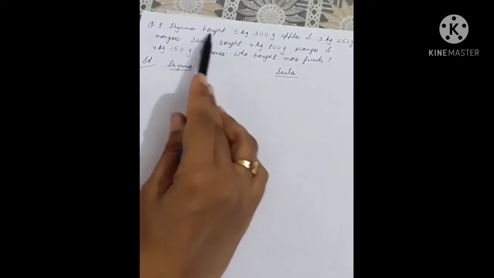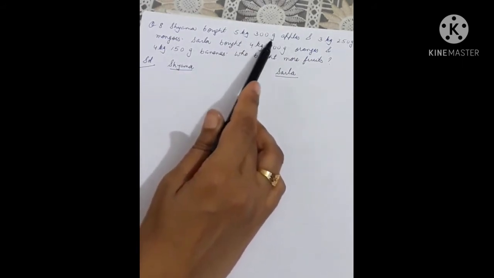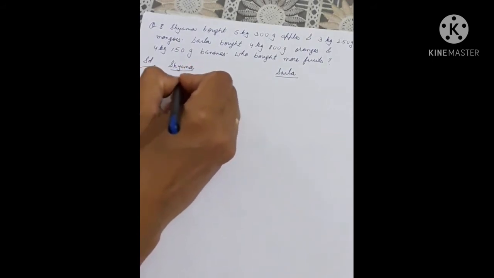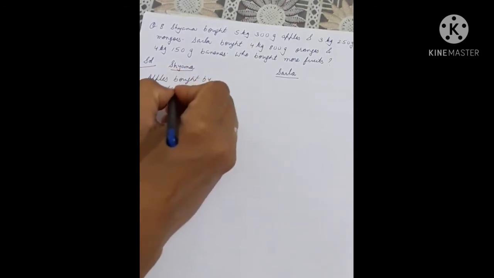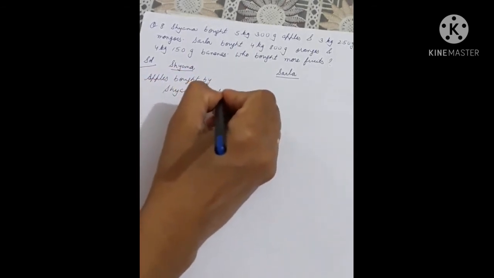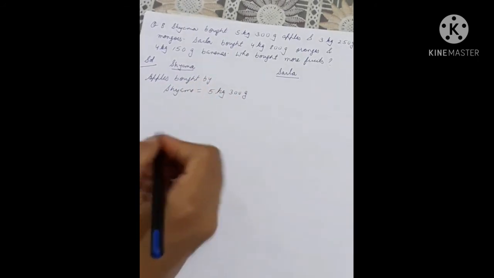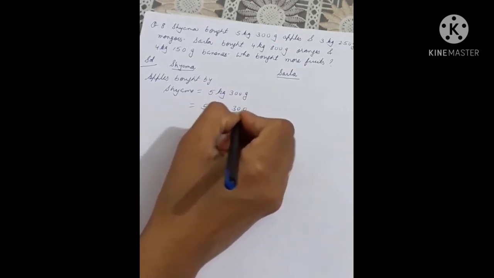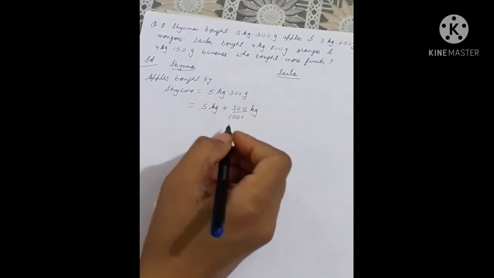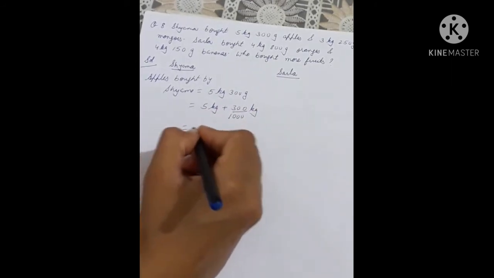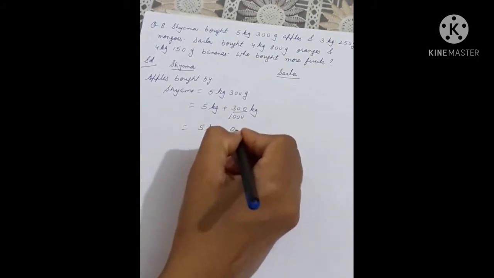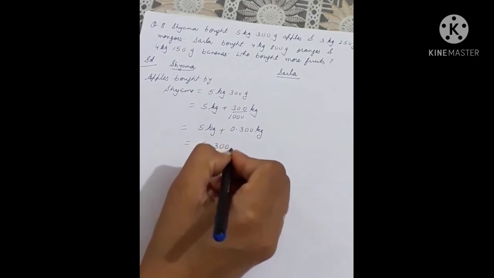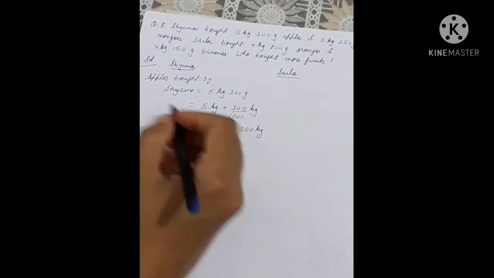First for Shama we will do. Shama bought how many apples? 5 kilograms 300 grams. So you will write apples bought by Shama equals 5 kg 300 grams. You have to convert this to kilograms. 5 kg plus 300 upon 1000 kilograms, because 1 gram is 1/1000 of a kilogram. So it will be 5 kg plus 0.300 kilograms. When you add, it will become 5.300 kilograms. This is the apples she bought.